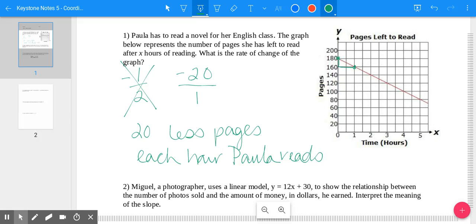Okay, so since we're going down 20 over 1, again, we're trying to figure out the pages she has left to read. So the slope is negative 20, which would imply that obviously she's reading more pages, so she has less to have to read after each hour of reading.